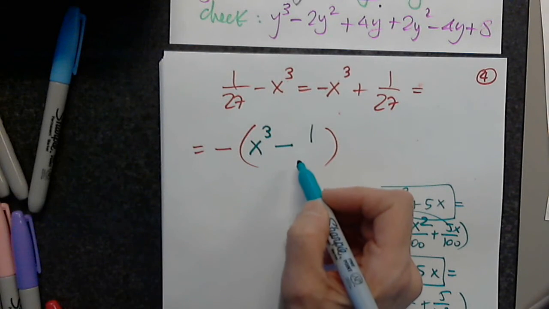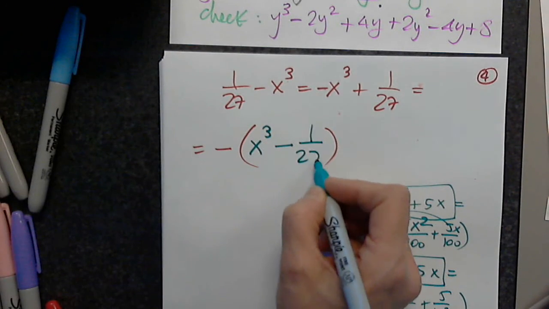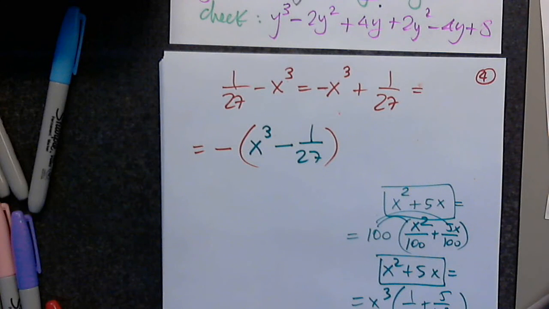1 over 27. Let's take a moment and check. Is -1 times x cubed negative x cubed? Yes. Is -1 times -1 over 27 +1 over 27? We're safe.